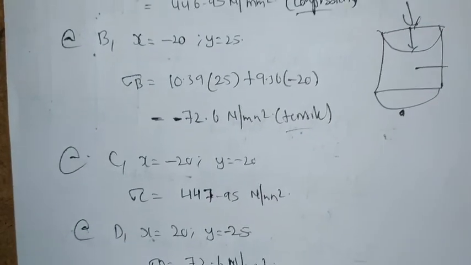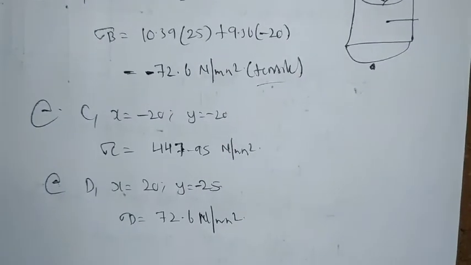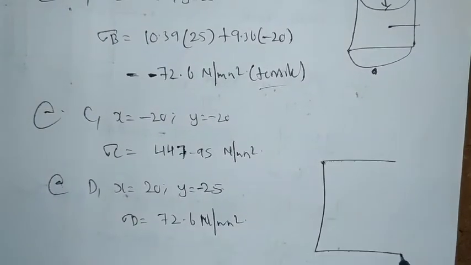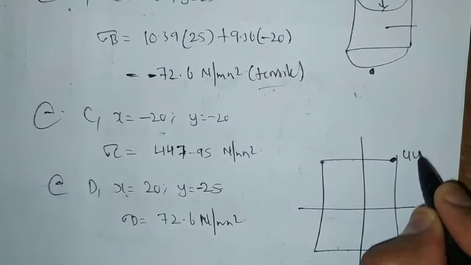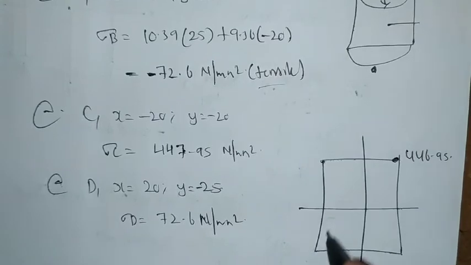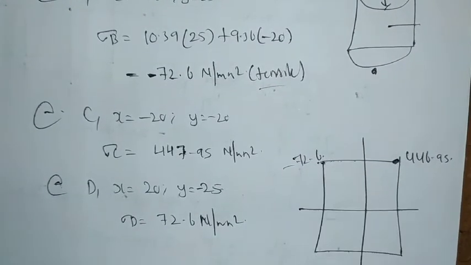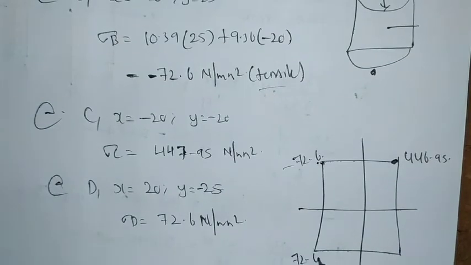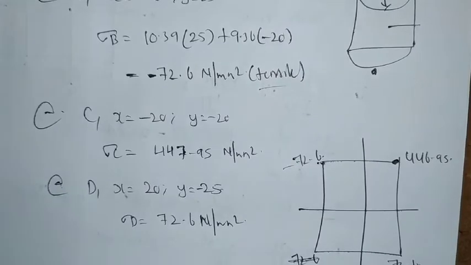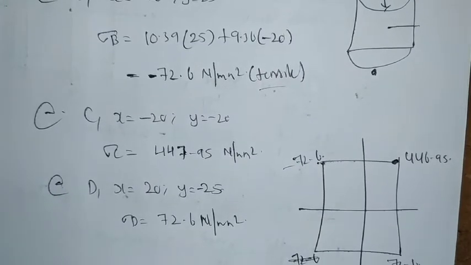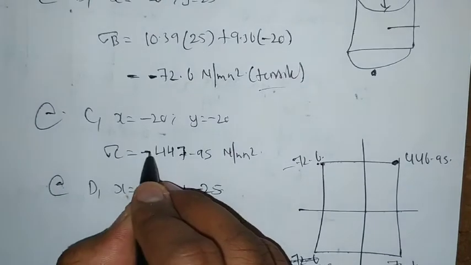With the help of this, the maximum and minimum we have to draw in the figure. So this is the figure now. At the A point the value is 446.95 and at the B point it is minus 72.6, and here it is 72.6, and here it is minus 446.95, we are going to get for sigma C.